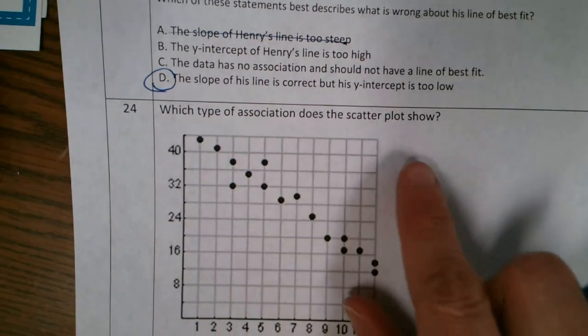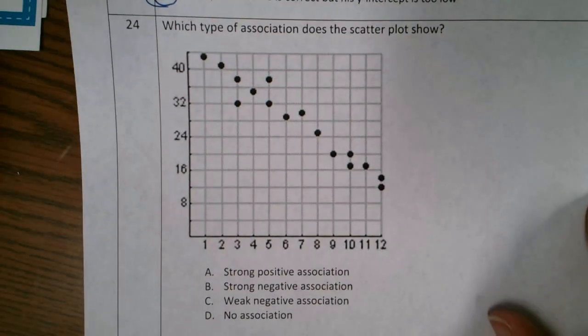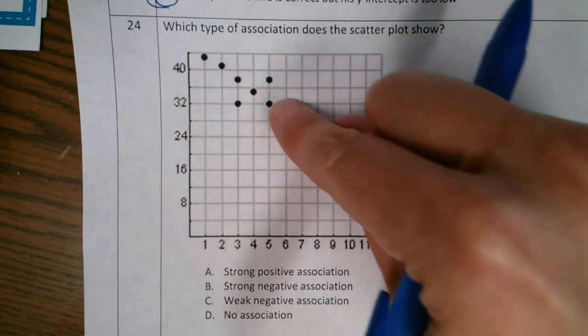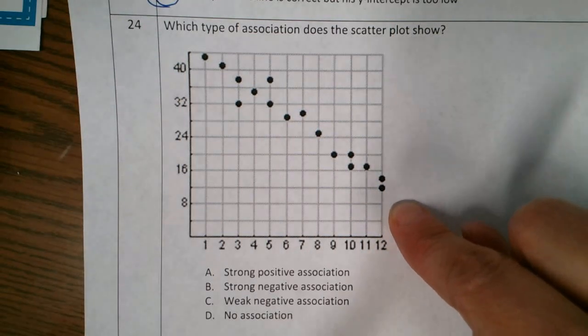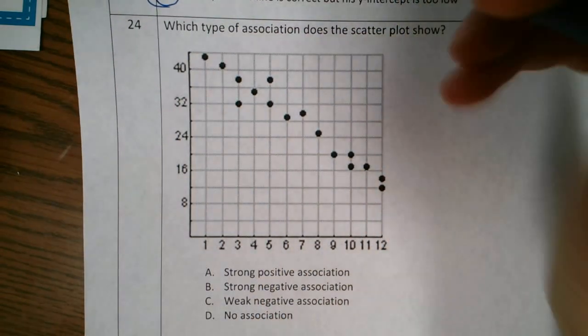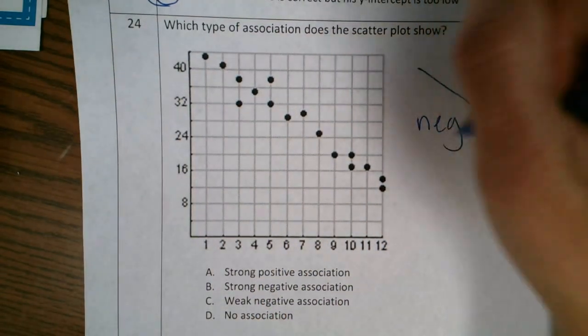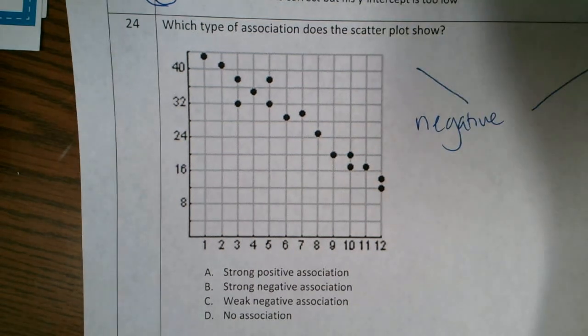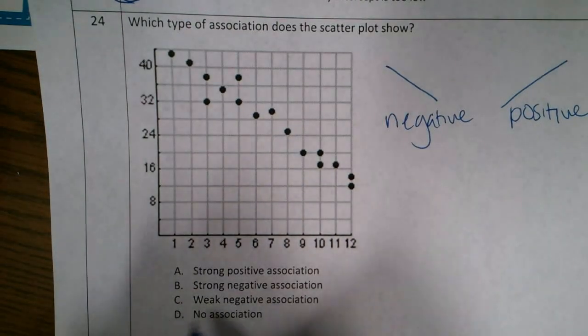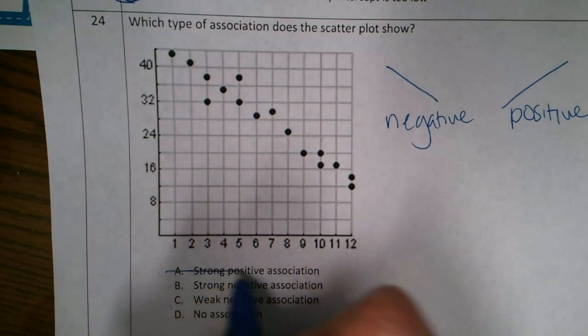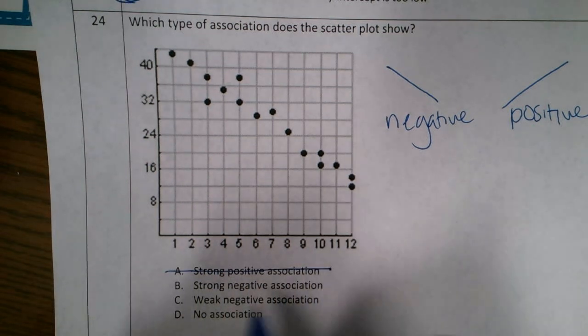Which type of association does the scatter plot show? So these lines in general go down when I read the graph from left to right. Going down from left to right, this tells me it's negative. If it goes up from left to right, that is positive. So we want to say it is definitely not positive.